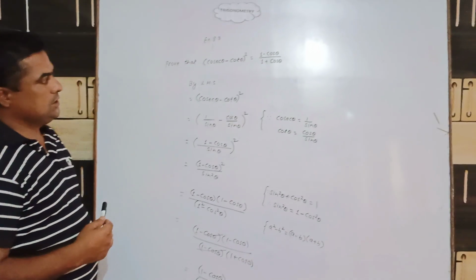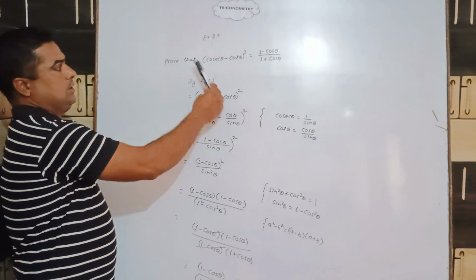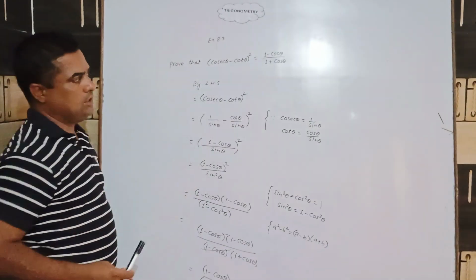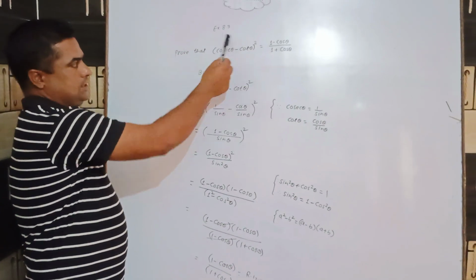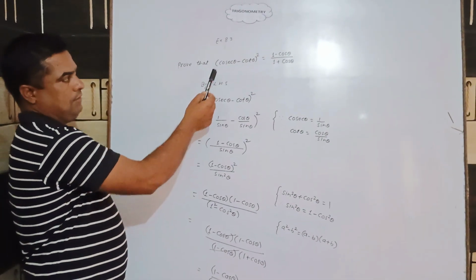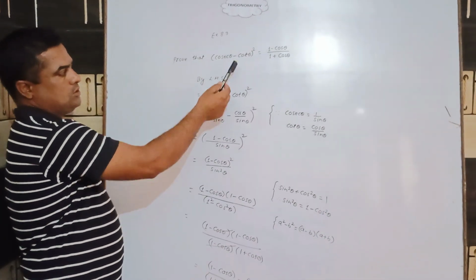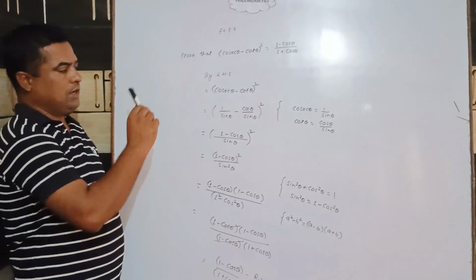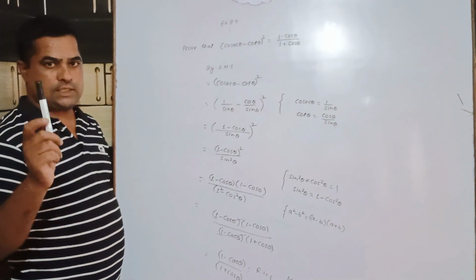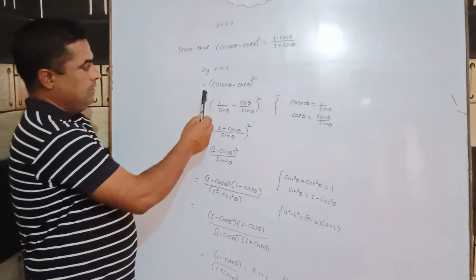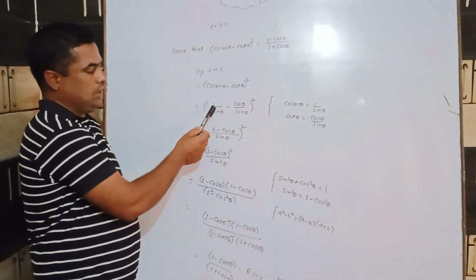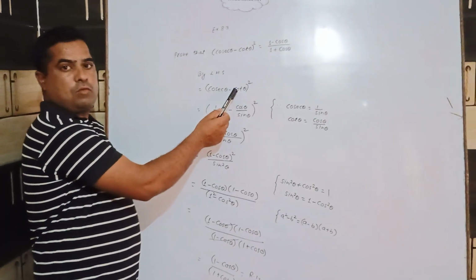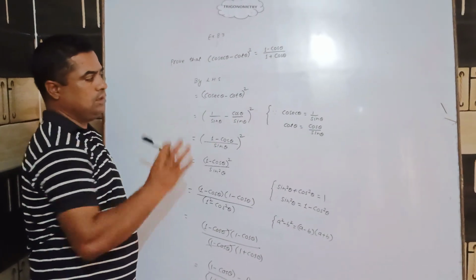Prove that (cosec theta minus cot theta) whole square is equal to (1 minus cos theta) upon (1 plus cos theta). Students, we are taking the left hand side. So your left hand side is (cosec theta minus cot theta) whole square. We will convert all the ratios in sin and cos. The value of cosec theta is 1 upon sin theta. The value of cot theta is cos theta upon sin theta.